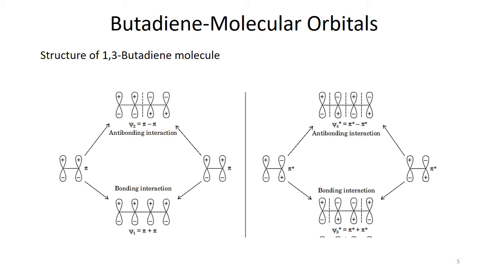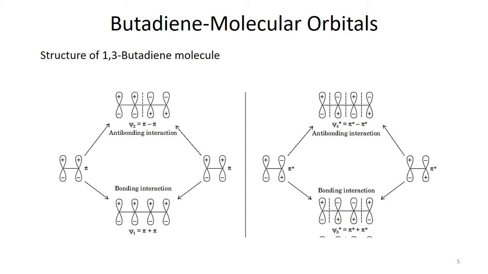If we have the pi and pi combination, then you get 2 wave functions. One is a bonding interaction and one is anti-bonding. In the first, pi plus pi, all the positive lobes are on one side. In the other case, the anti-bonding interaction, that is psi 2, you have one node and you get pi minus pi.